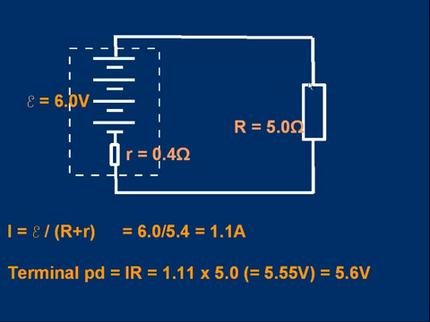The voltage across the resistor is just I times big R. So the terminal PD is I times big R. I'll use 1.11 for the current. I don't want to introduce rounding errors in the middle of a calculation, so I'm not using my rounded value. I'll use 1.11. Multiply that by the resistance, big R, 5. The answer is 5.55 volts. Rounded, 5.6 volts to 2 decimal places. Sorry, to 2 significant figures.